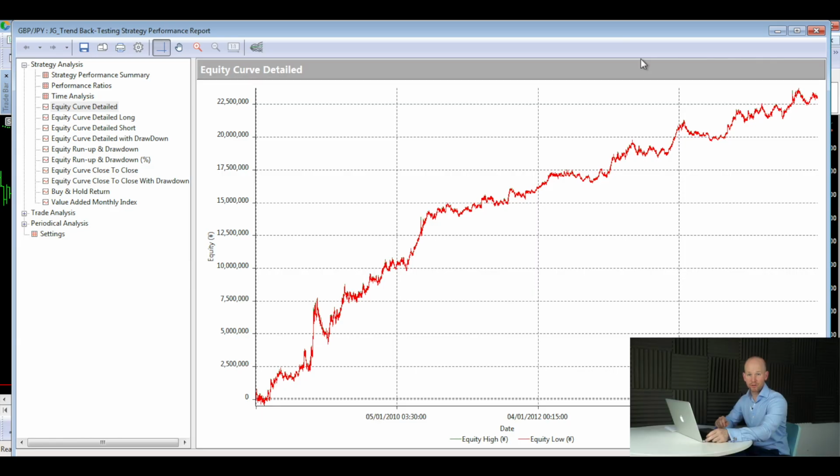So how does that look? Let's go to the next window and I'll show you how that looks with the 1.5 stop. Barely any different. That's great, because that's allowed us to put a stop loss in the market, a bit of risk management, and it hasn't drastically affected our equity curve or our returns.